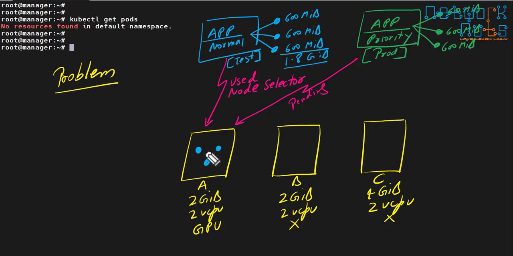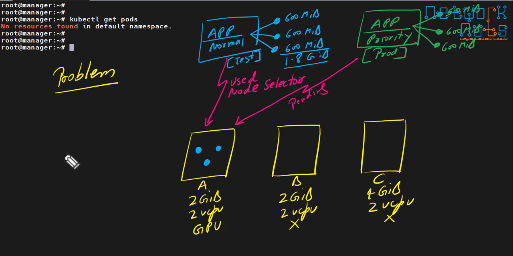Now, in my case, the green application is a priority application. What do you really think you need? What I need is, if the priority application is coming onto the node and the node has got no free resources, it should take out the other application.